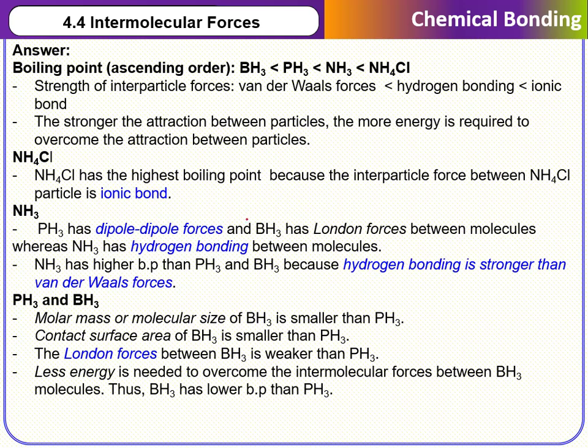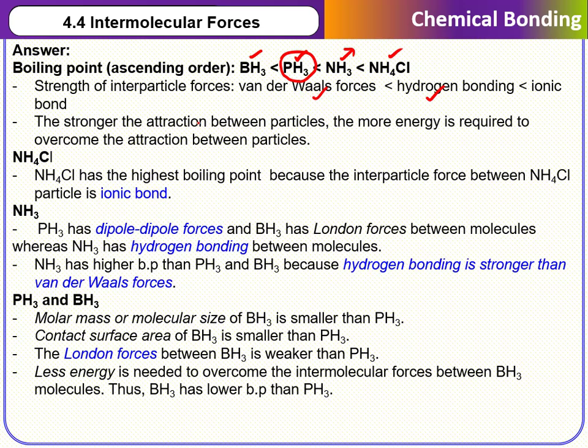So how can you arrange the boiling points in ascending order? The highest boiling point is ammonium chloride, followed by ammonia because ammonia has hydrogen bonding. PH3 has dipole-dipole forces, while BH3 has the lowest boiling point because it has no hydrogen bond. It is a symmetrical molecule with London dispersion forces, or you can state it has van der Waals forces. PH3 has dipole-dipole forces because it is a polar molecule. How about NH3? NH3 has hydrogen bonding, while ionic bonding is the strongest.